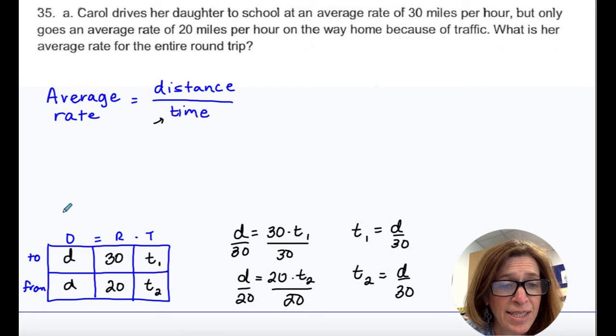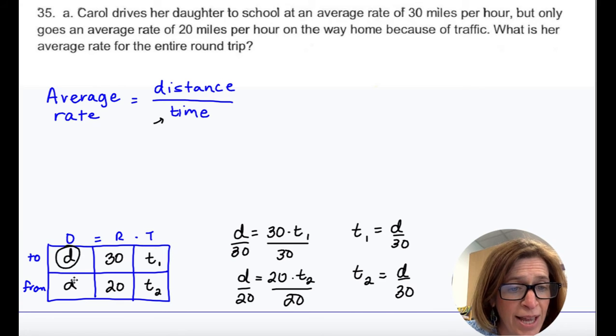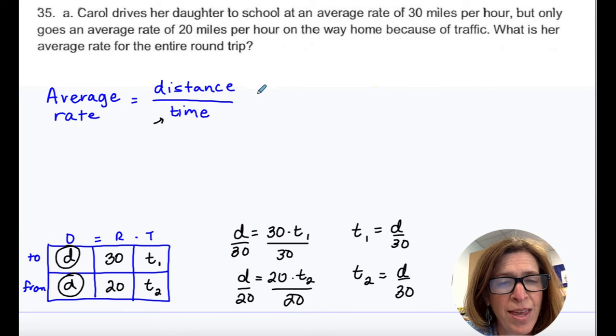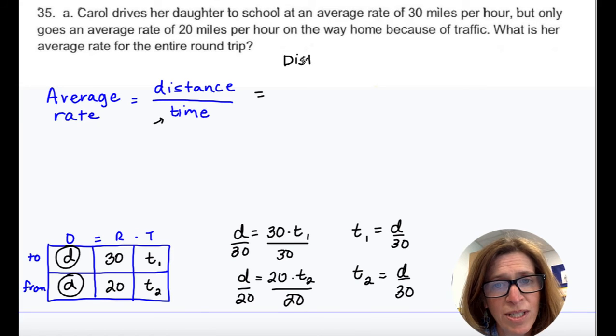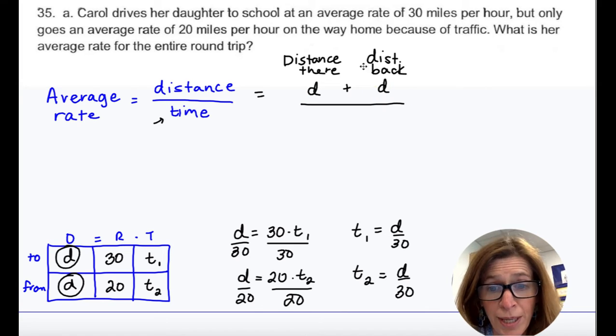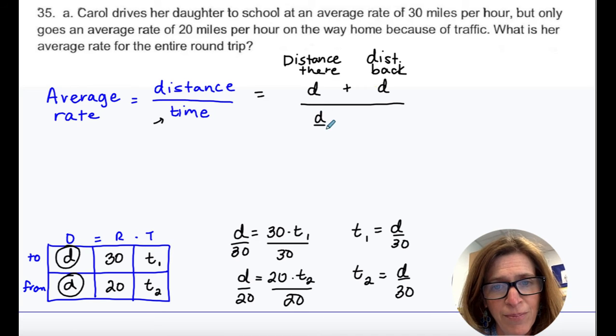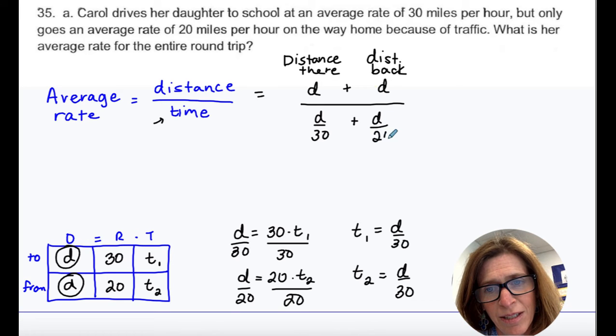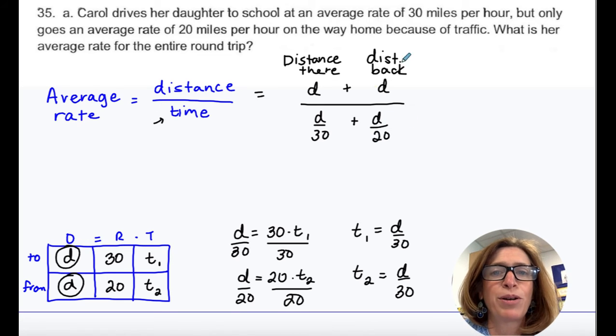Well, my distances, I've got this distance going there, and I've got this distance going back. So if we think about that, it's really going to be distance there, which is d, plus distance back, which is d. And then my time would be d over 30 plus d over 20. All right, so let's make that a little bit simpler. How are we going to do that?